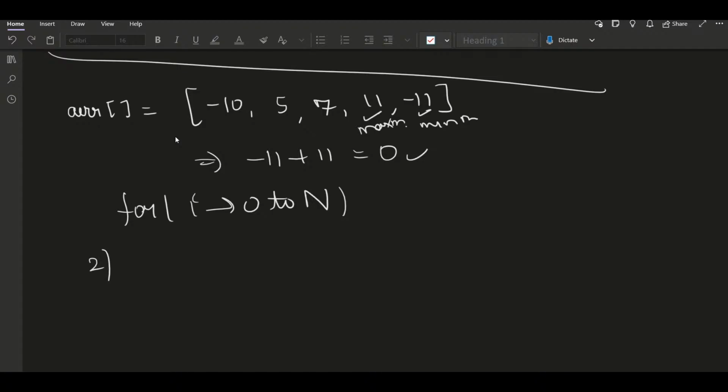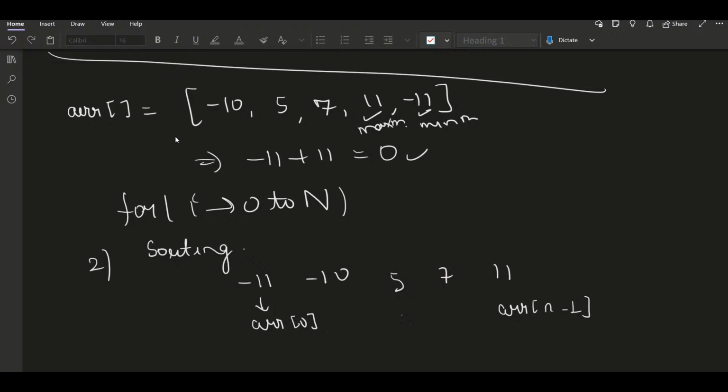The second approach can be to sort the given array, and then we can easily find the sum of the maximum and minimum. The very first index of the array will be the minimum, and the very last index of the array after sorting is the maximum value. The sorting approach will take the time complexity of n log n, since we have to sort the array. After sorting, the array will be minus 11, minus 10, and then 5, 7 and 11. Now we can easily sum array of 0, the minimum value, and array of n minus 1, the maximum value, to get our answer. In this case it will be equal to 0.